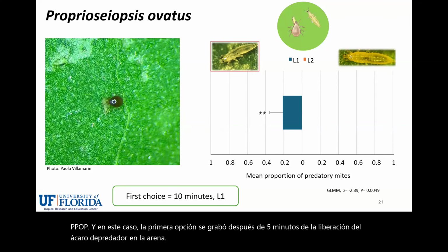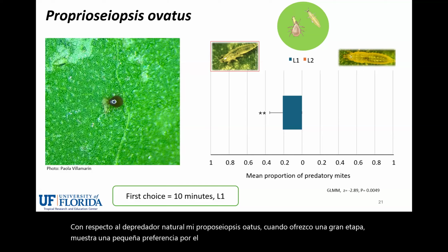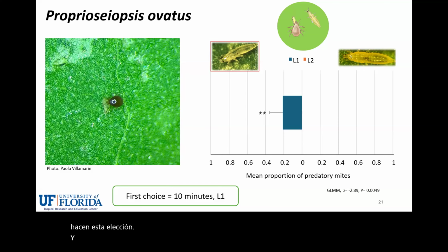Regarding the naturally occurring predatory mite Proprioseiopsis ovatus, when I offer larval stages, it showed a small preference for first instar larvae. Around 20% of the mites make this choice, and the first choice was recorded after 10 minutes of the release.